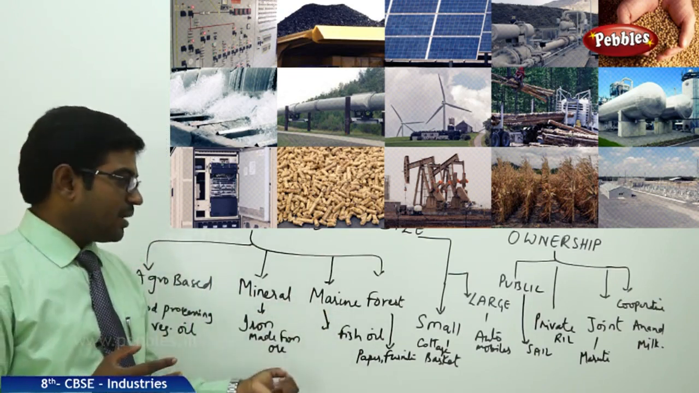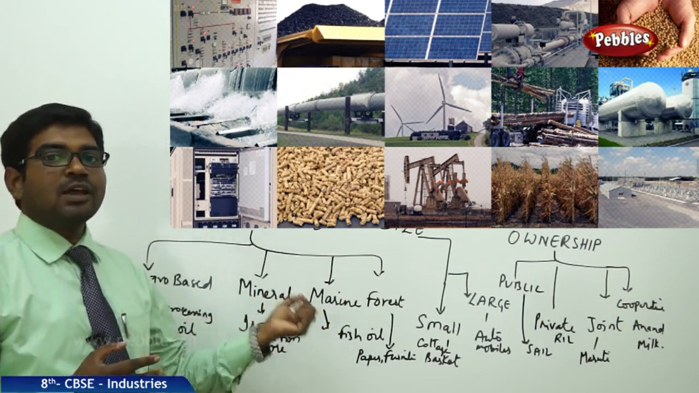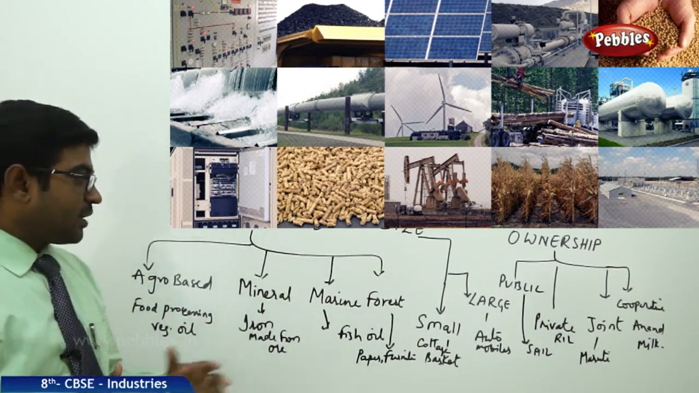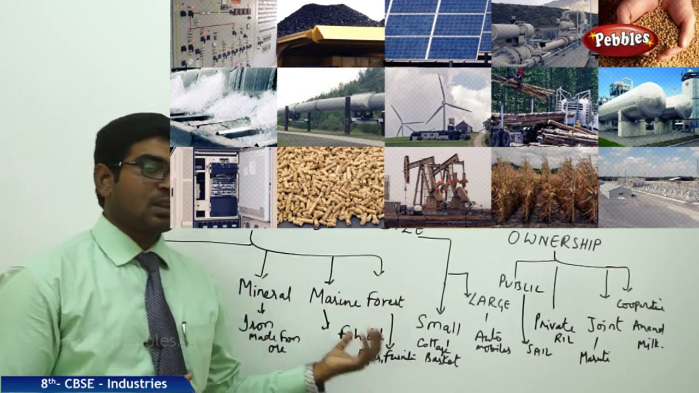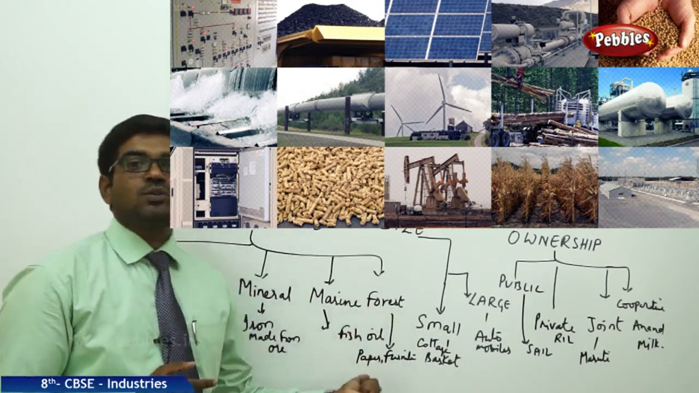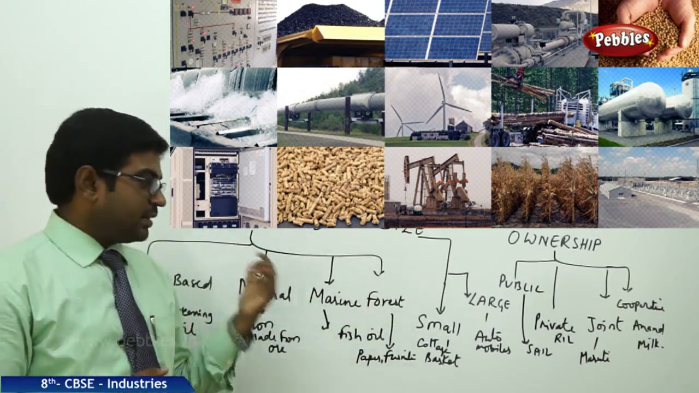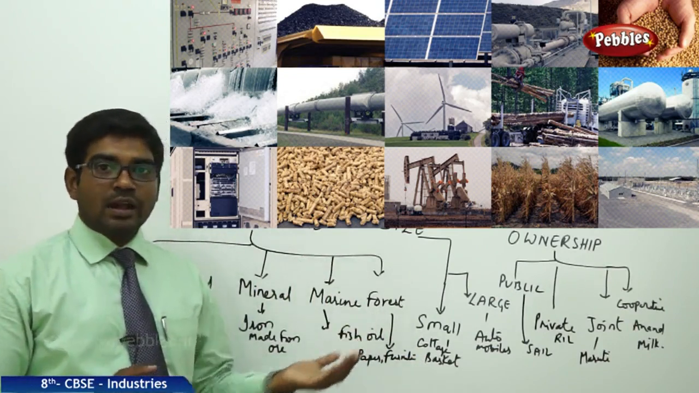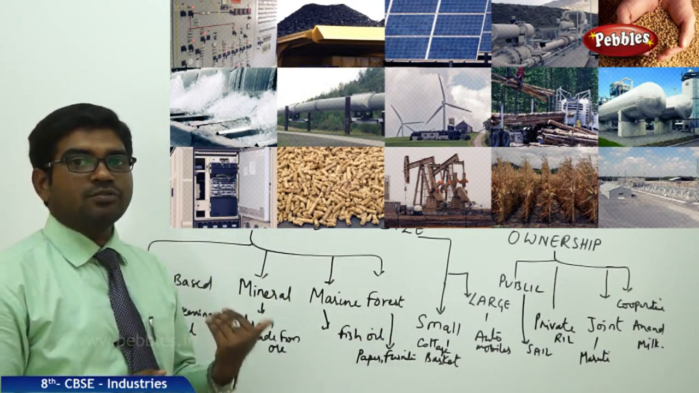Fish oil, which we get from marine life, is an example of a marine-based industry. And forests. How do forests work? The forests are also a source for industries. The trees which are grown in the forest are cut down and brought to the factories.